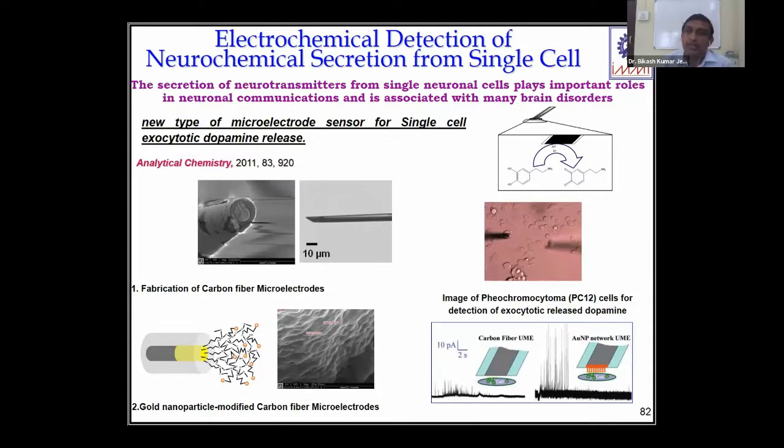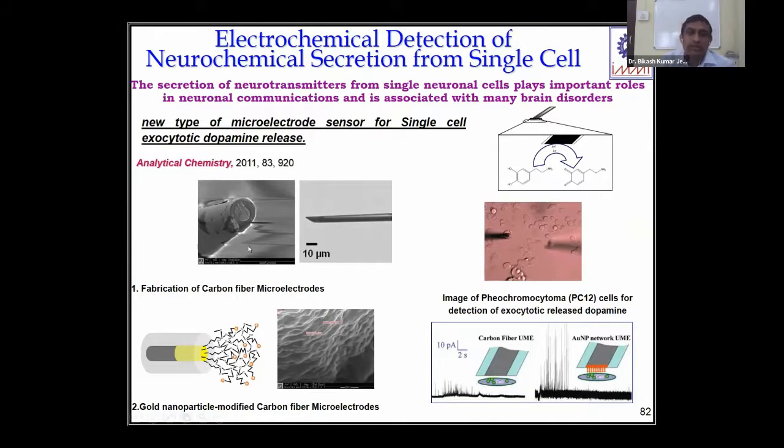Why do we develop microelectrodes? Because a bigger electrode can be inserted into the brain so that you can monitor in vivo. And also in vitro, one cell is the PC12 cell. Those are cells which are responsible for releasing dopamine. The cell structures are of micro dimension. If you put an electrode and cover the cell, then we can monitor how much dopamine the cell releases through exocytosis.